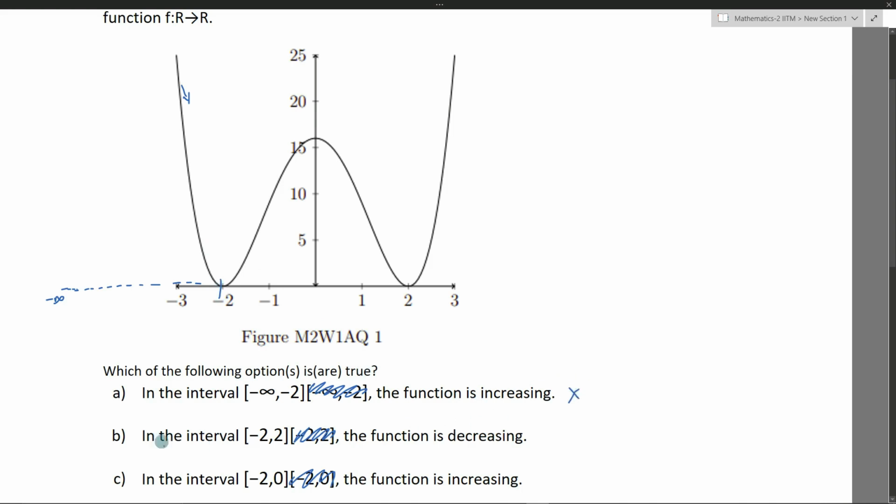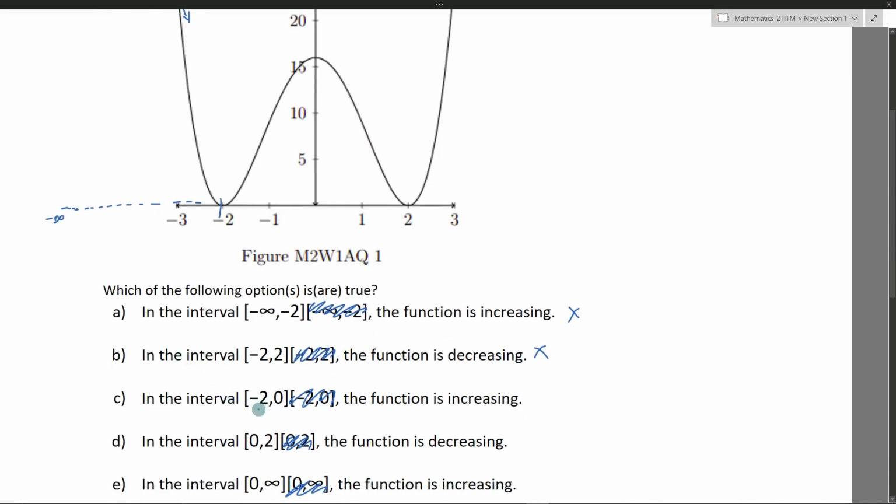So what about the second option? In the second option, they are talking about minus 2 comma 2, where the function is decreasing. From minus 2, the function is increasing and then it is decreasing, right? So they are talking only about the decreasing function. Again, the second option is also wrong. The third option is about minus 2 comma 0. So here we have minus 2 and this is 0. In minus 2 comma 0, the function is increasing, right? So option C is correct.